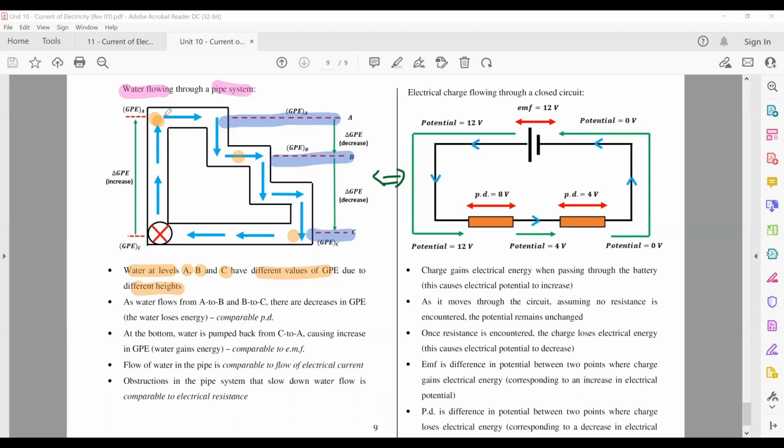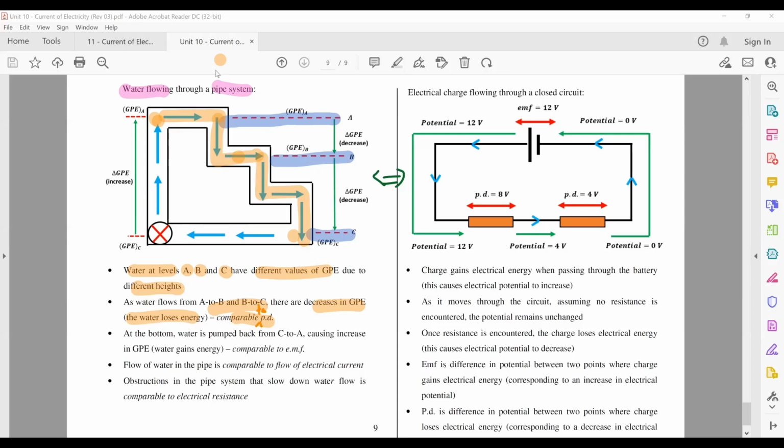So if you have water that flows from A to B and then from B to C, there will be decreases in GPE because there's a decrease in height. The water is actually losing energy here. Now, the fact that that mass of water is losing energy is comparable to PD in an electrical circuit, which we will see later.